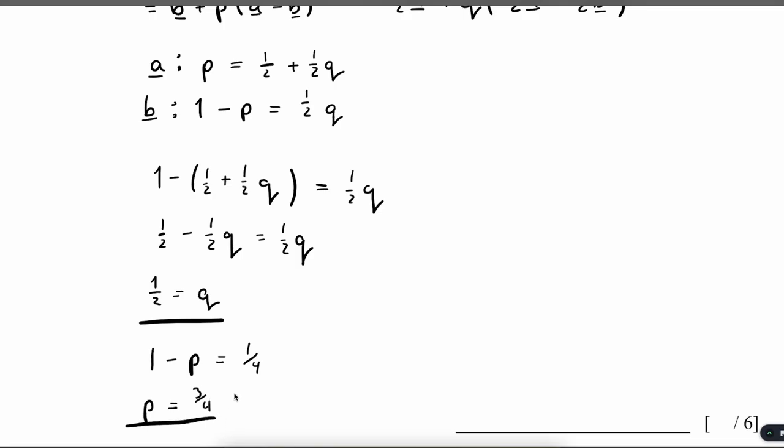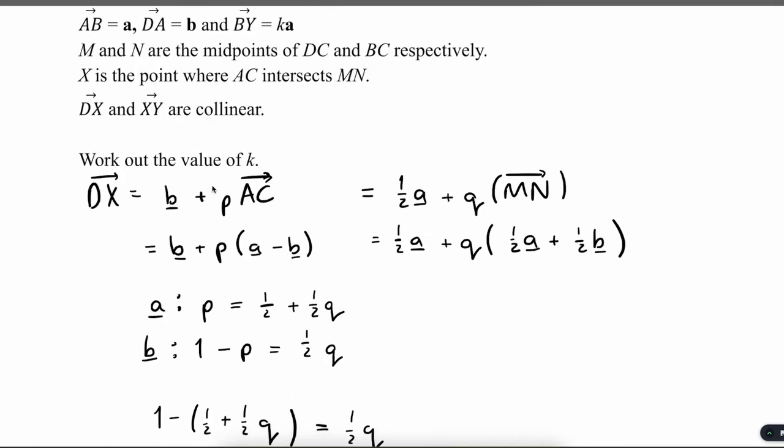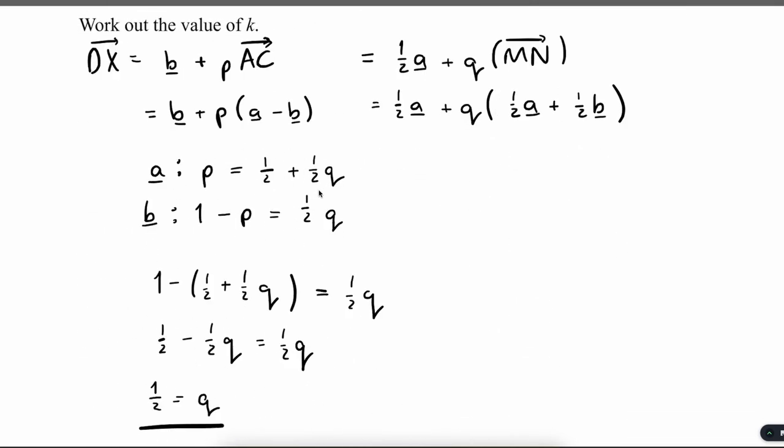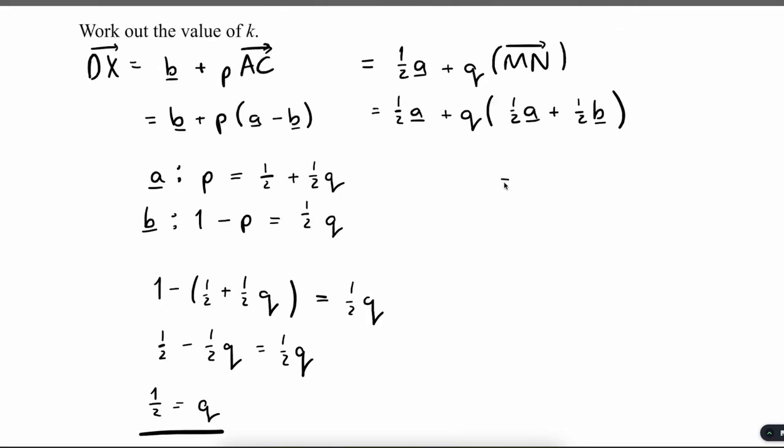So we've got both our scalar parameters. P is 3/4, Q is 1/2, and that allows us to use either of these to work out what DX is. So let's ignore the P one, let's use the Q one. Q is a half. So we can use that to find DX, which is a half A plus a half of a half A plus a half B. So a half of a half A makes a quarter, so let's group that together with the first half A. We get 3/4 A, plus a half of a half B is a quarter B.